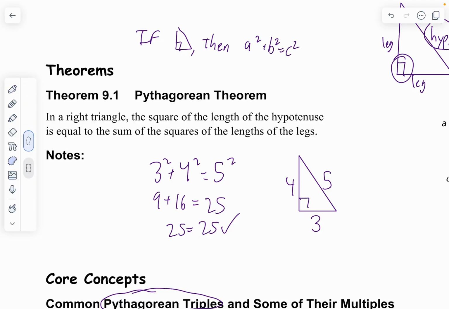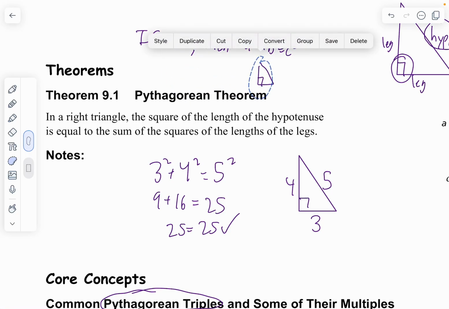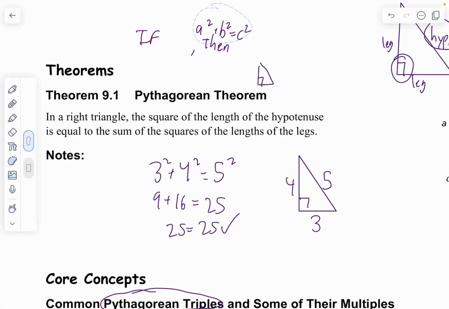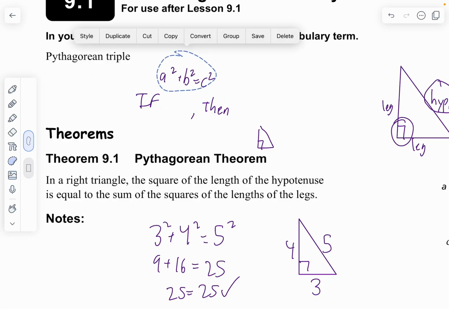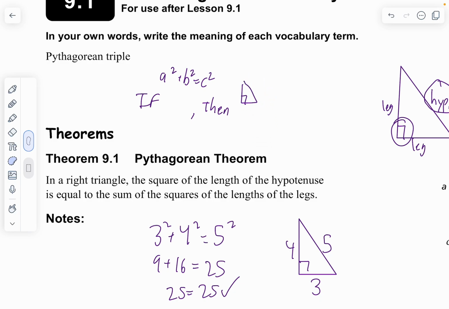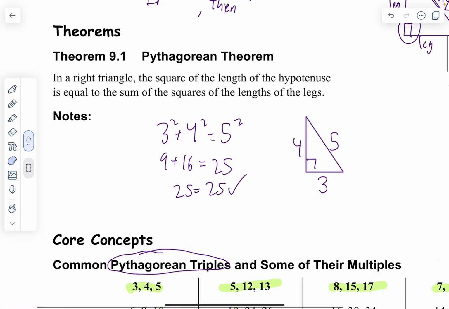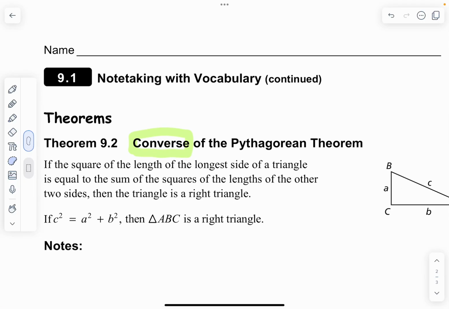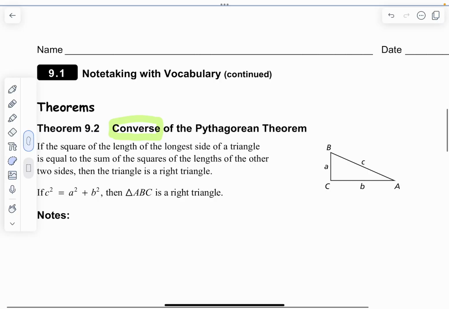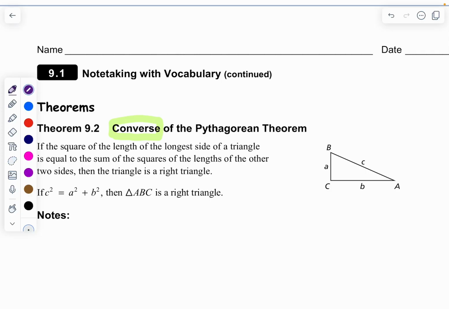Now, if we take the converse of that: if a squared plus b squared equals c squared, then you have a right triangle. So in other words, we can test if a triangle is a right triangle just by seeing if a squared plus b squared equals c squared. If it does, you have a right triangle. If it doesn't, guess what? You do not have a right triangle.